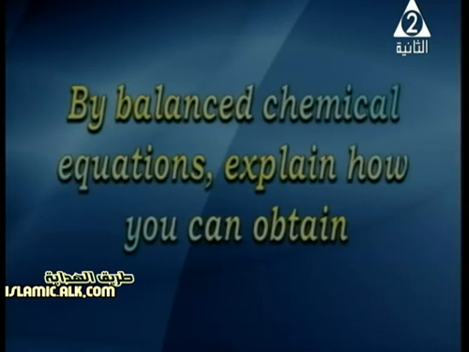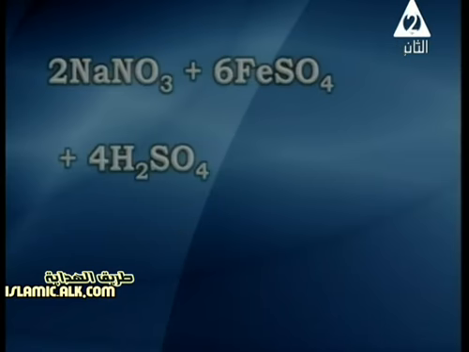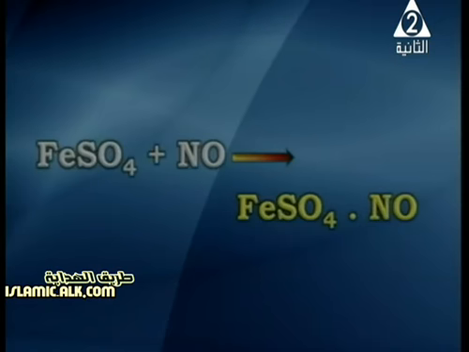Next type of question, my dear students. By balanced chemical equation, how can you obtain the black ring compound from sodium nitrate? As the equation proceeds on the screen, 2NaNO3 plus 6FeSO4, sodium nitrate plus iron 2 sulfate, plus 4H2SO4 sulfuric acid, it gives iron 3 sulfate and sodium sulfate plus water plus nitric oxide gas. Then FeSO4 plus NO forms the black ring compound, which is FeSO4.NO.